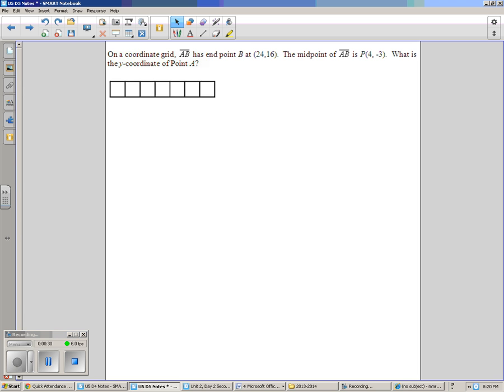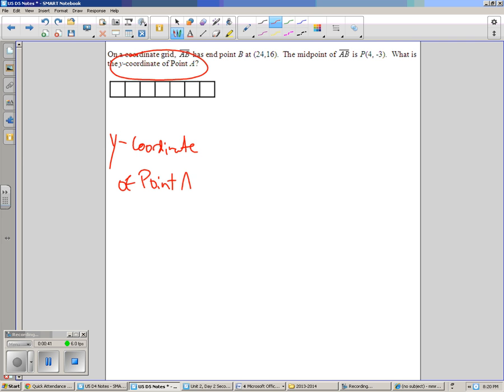So the first thing you want to do is focus on what the question is asking. It's asking for the y-coordinate of point A.